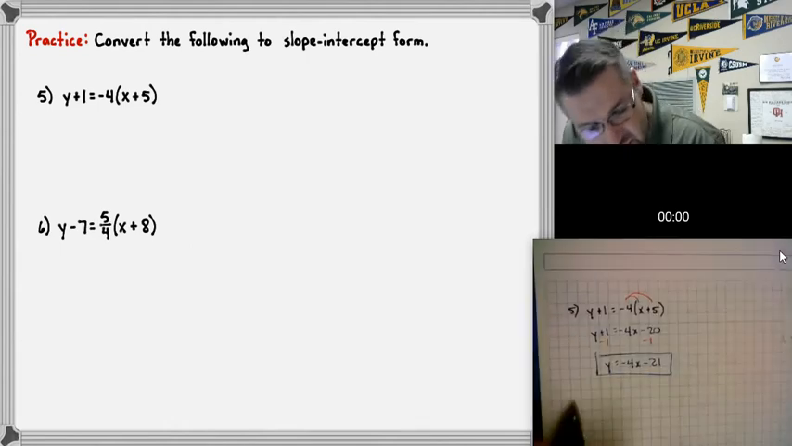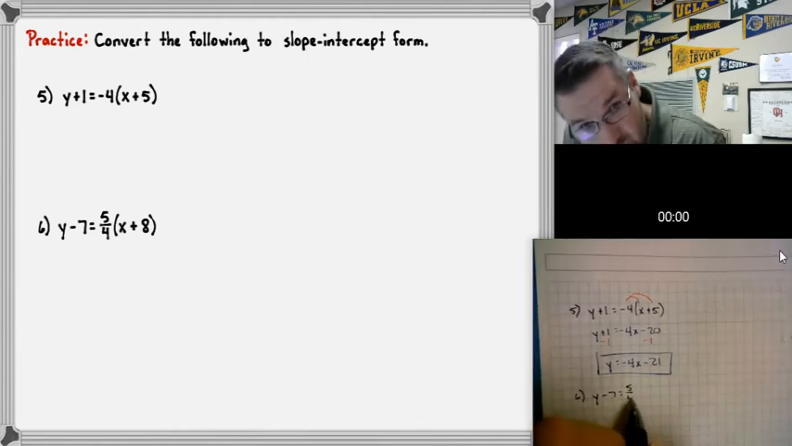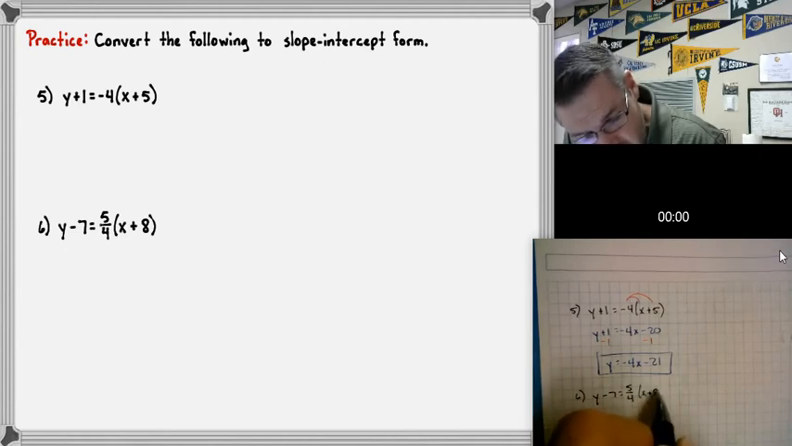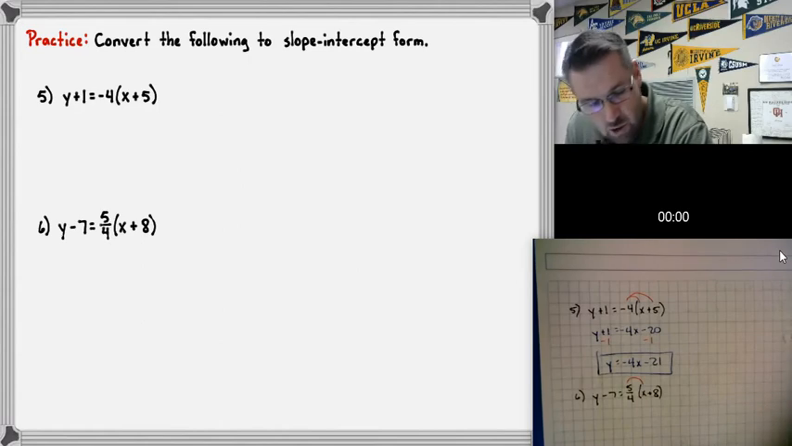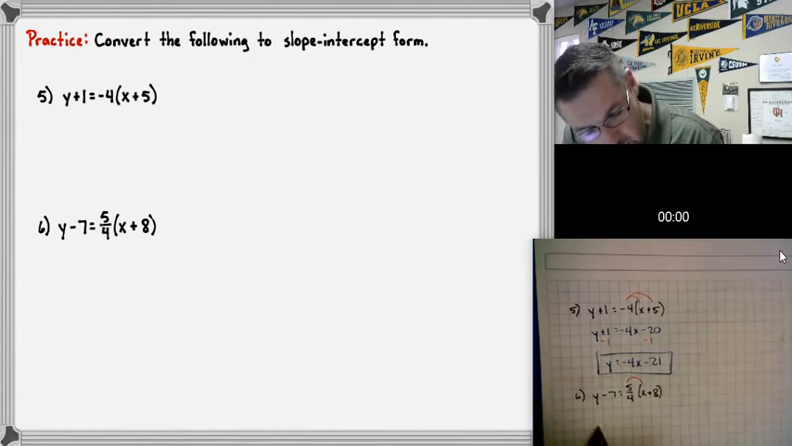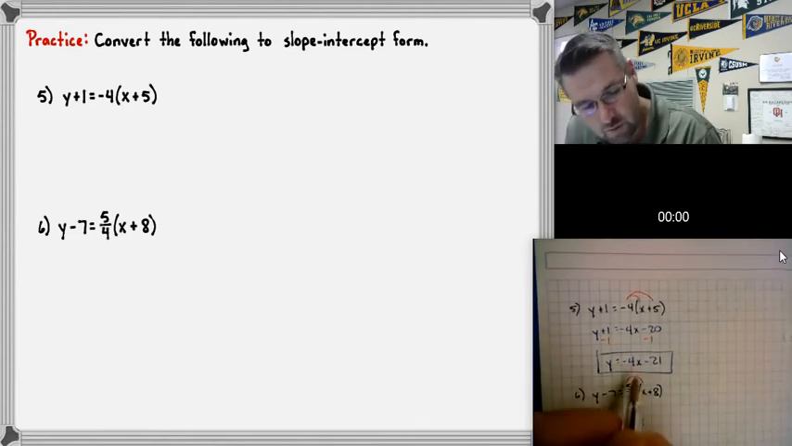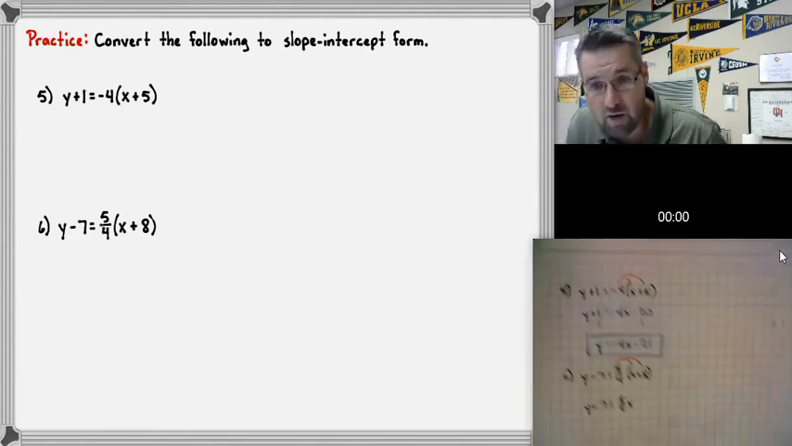For number 6, we got y minus 7 equals 5 over 4 times x plus 8. We're going to distribute that. Here we got a fraction. So we've got y minus 7 equals 5 over 4x. And then when we distribute this guy, I'm going to do that work off to the side.